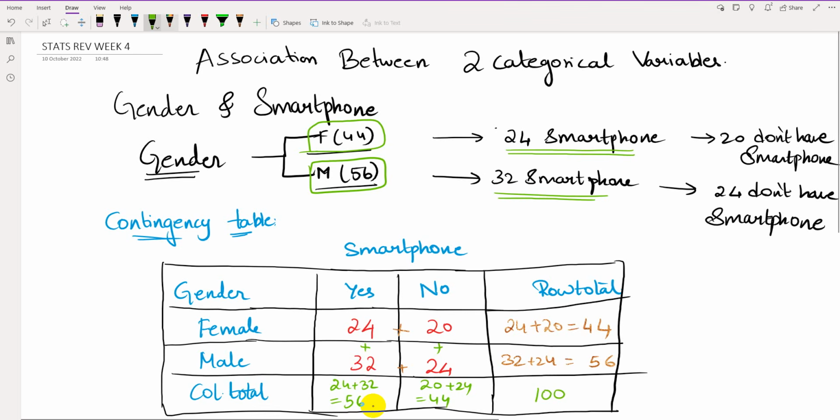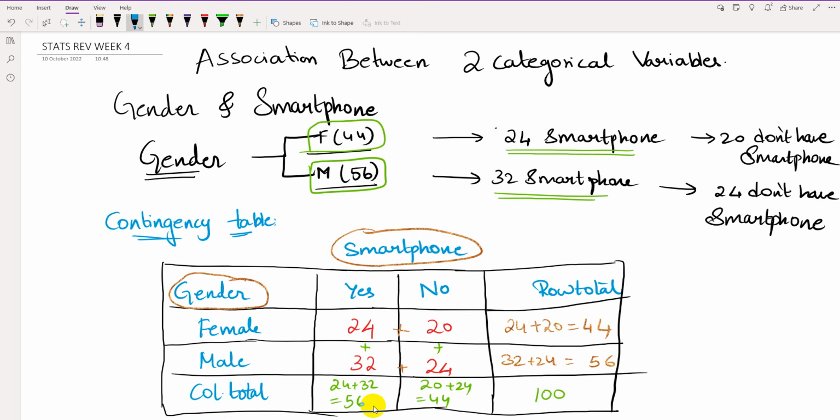Here, what are the two categorical variables? I will just highlight for you. This is gender and smartphone. So this is how we can draw a contingency table showing us the association between the two categorical variables.